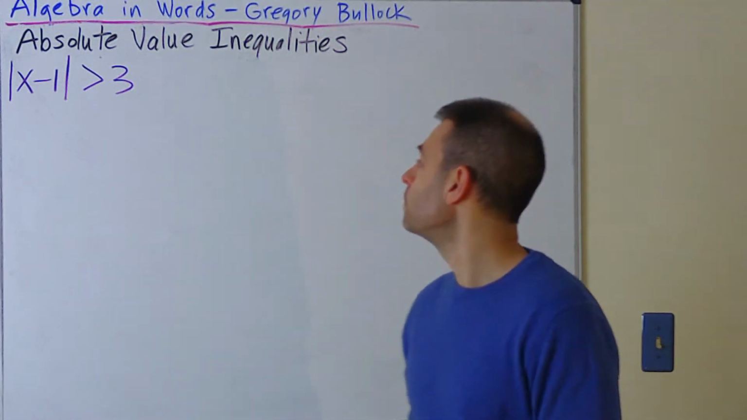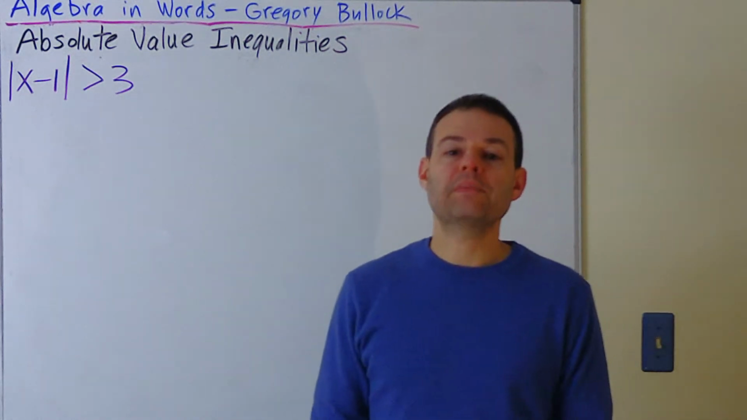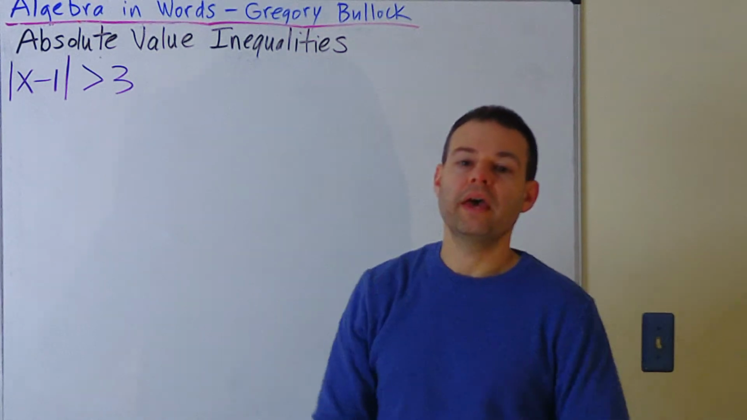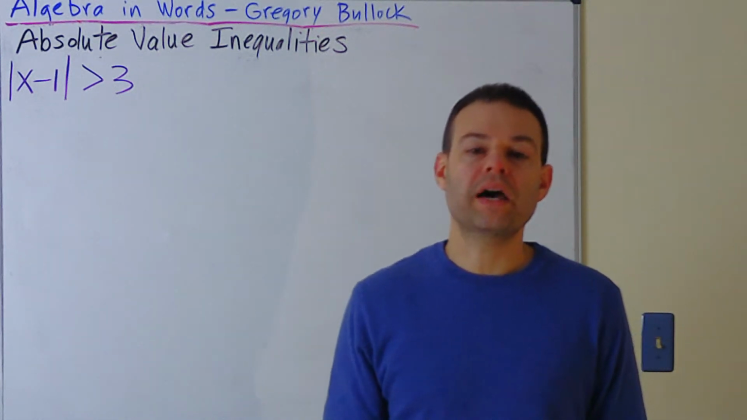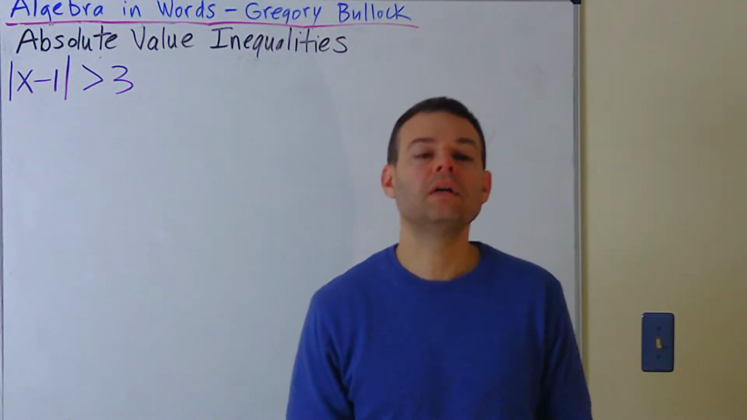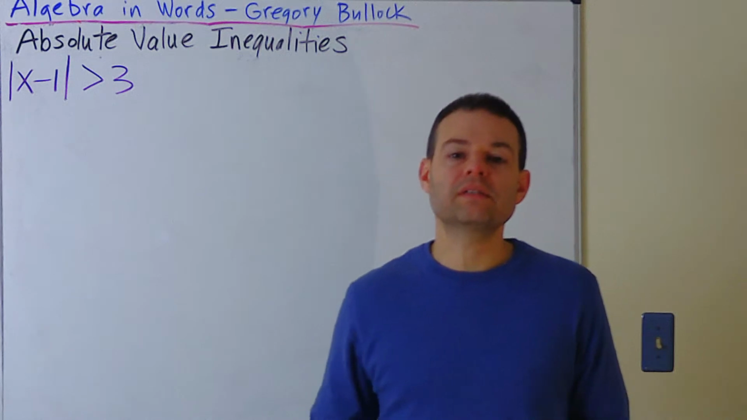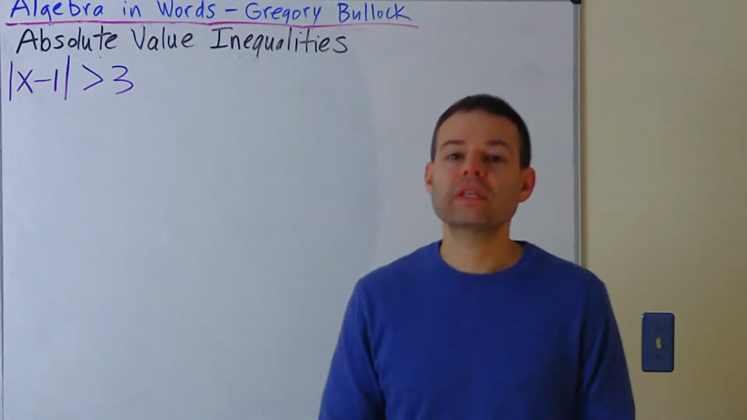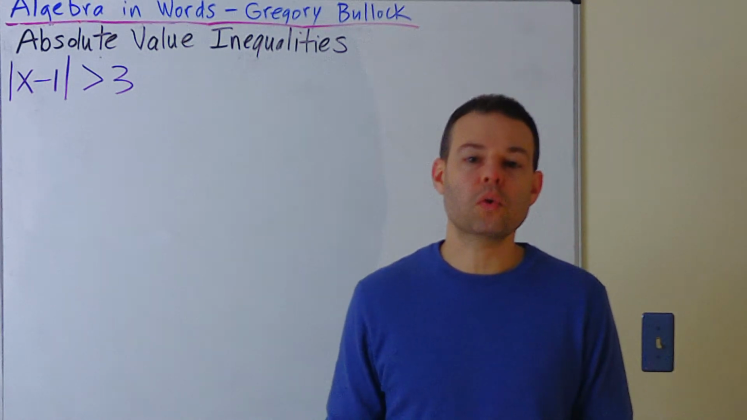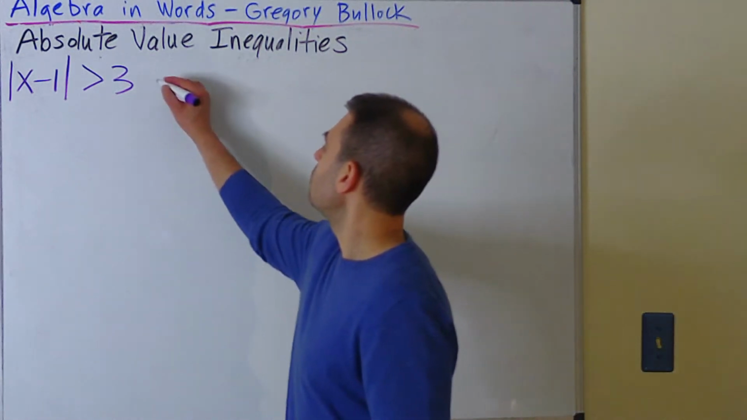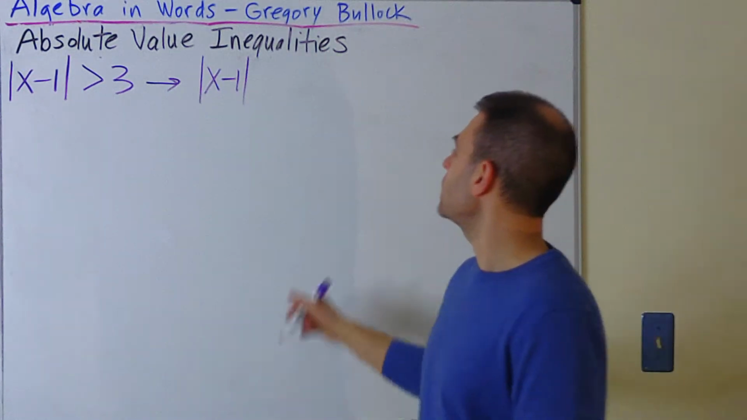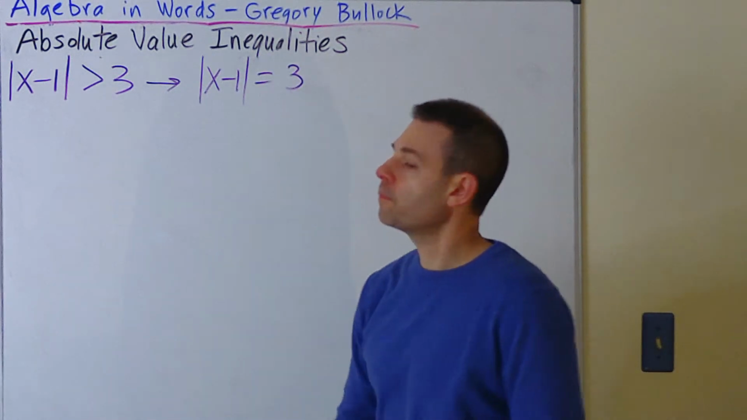So let's get started. Up here I have an absolute value inequality. It's got the absolute value and the inequality. And in 2 videos ago I gave an overview of the method, so I'm going to assume that you know the method by now. The first thing that we're going to do is convert the inequality into an equation by converting the inequality symbol to an equals. So let's make this the absolute value of x minus 1 equals 3.